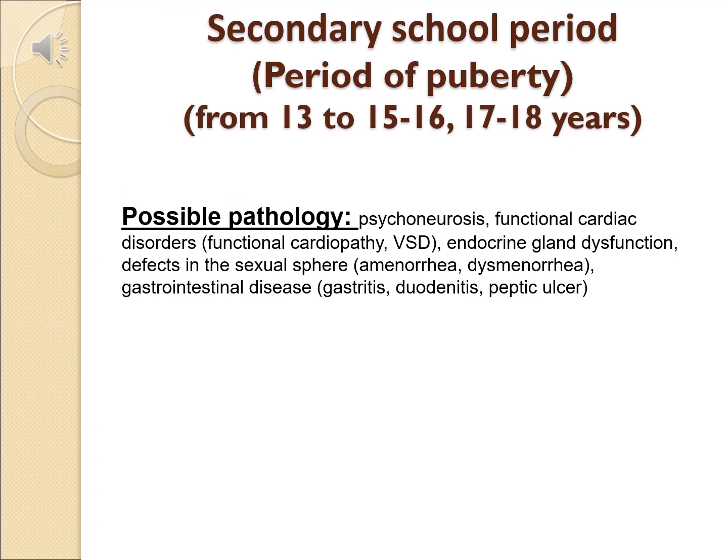Possible pathologies of the secondary school period are psychoneuroses, functional cardiac disorders like functional cardiopathy, vegetative system dysfunction, endocrine glands dysfunction, defects of the sexual sphere like amenorrhea, dysmenorrhea, and chronic diseases of gastrointestinal organs like gastritis, duodenitis, peptic ulcer.